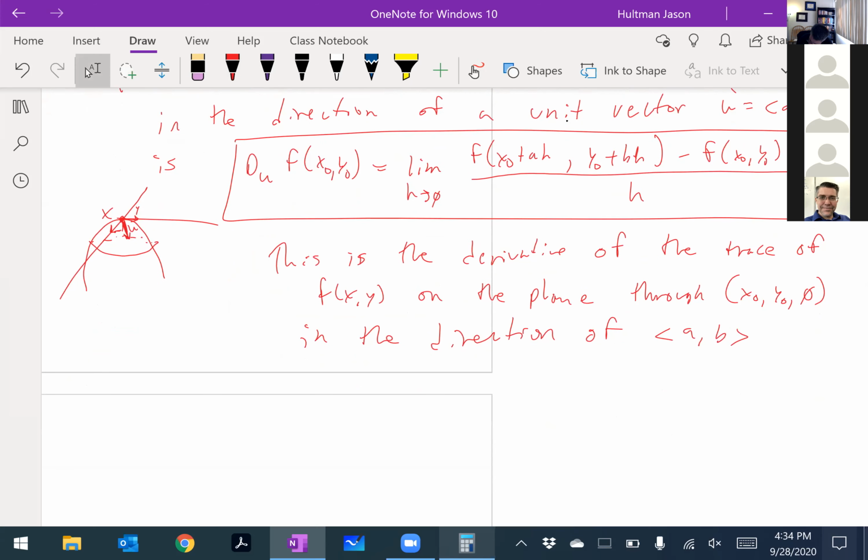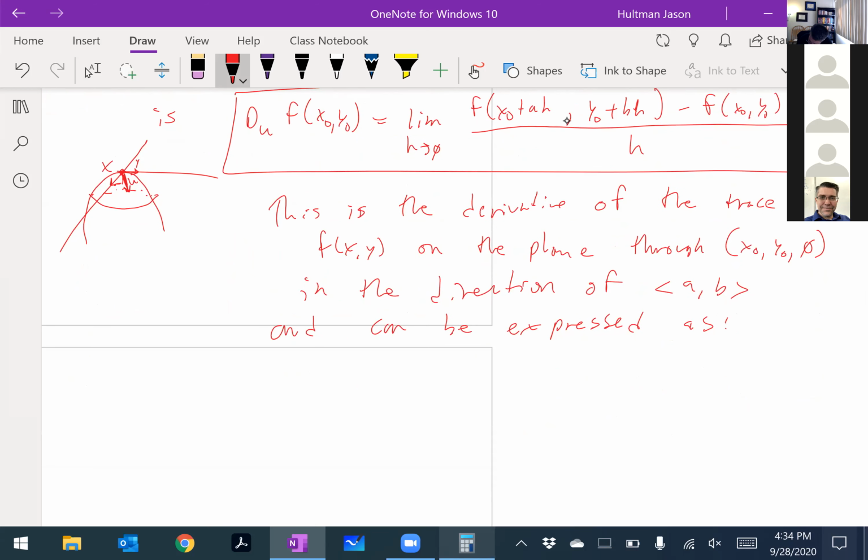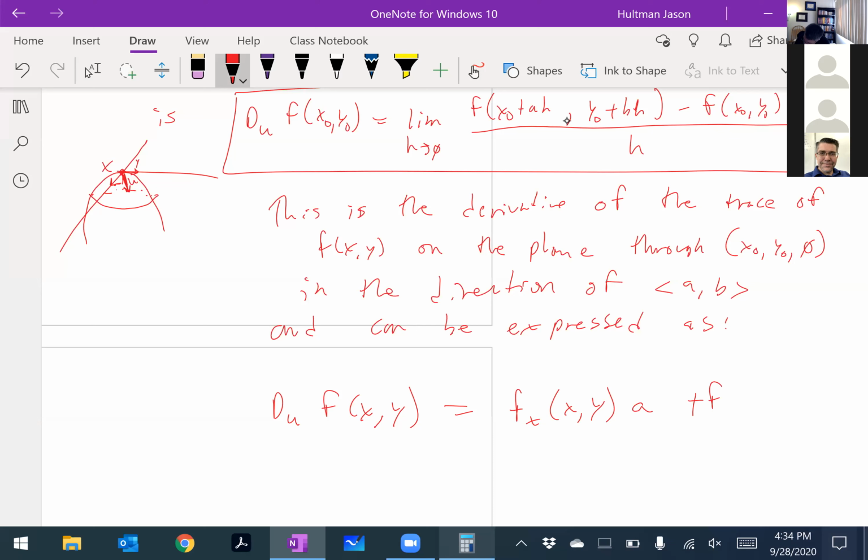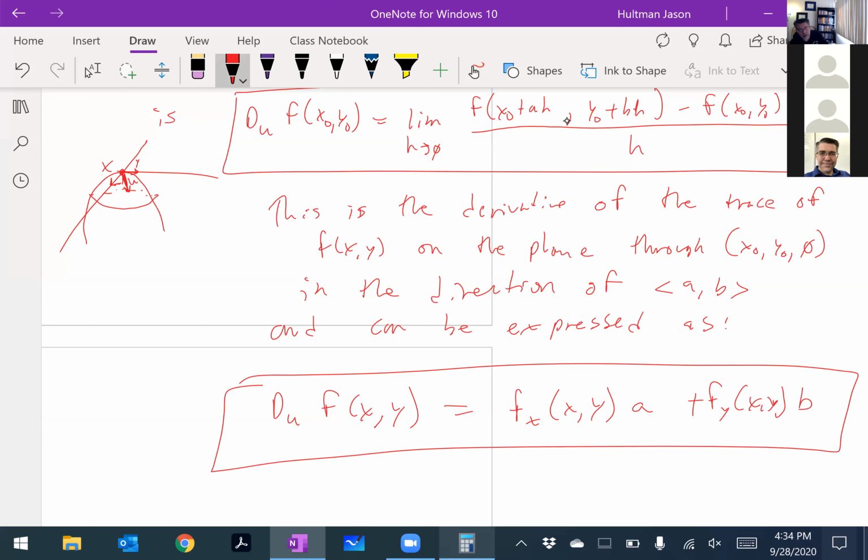And it can be expressed as: du of f of xy, the derivative of f of xy, is equal to the partial with respect to x evaluated at xy times a, plus the partial with respect to y of xy times b. So this is the directional derivative. This is the derivative of f of xy in the direction of u.